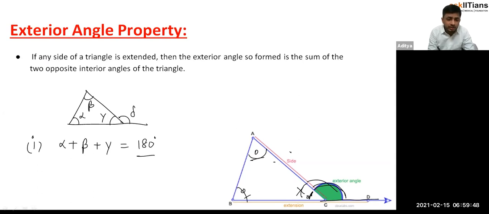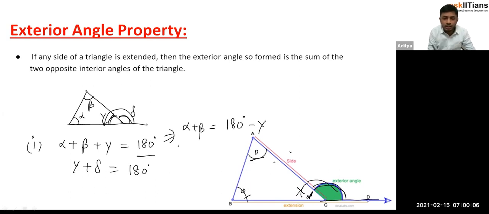Second thing I can write is that since gamma and delta are on a straight line, the sum would be gamma plus delta equals 180 degrees because they are forming a linear pair, right? So from this equation, I can write alpha plus beta is equal to 180 degrees minus gamma, correct? I have just transferred gamma to this side. And from this equation, we can say delta equals 180 degrees minus gamma, correct? So here also gamma I have sent here.